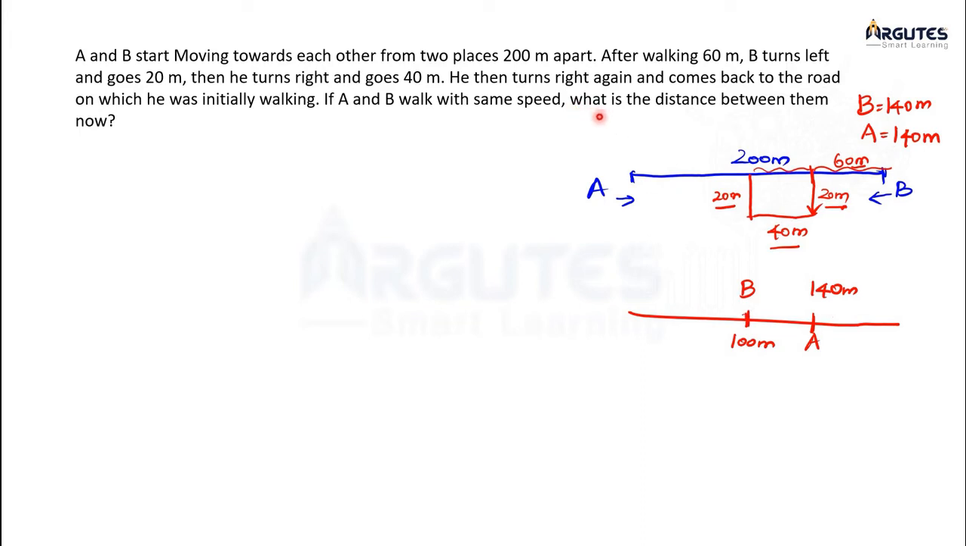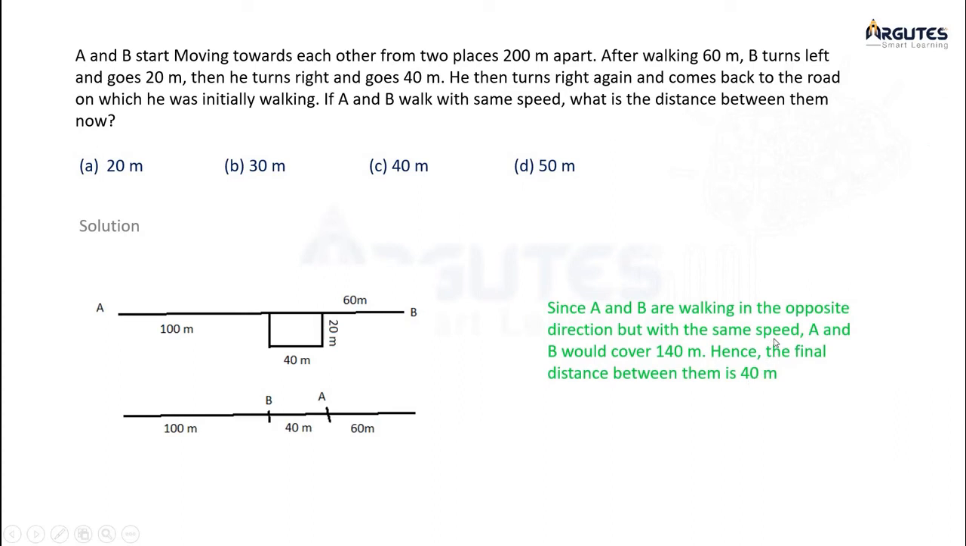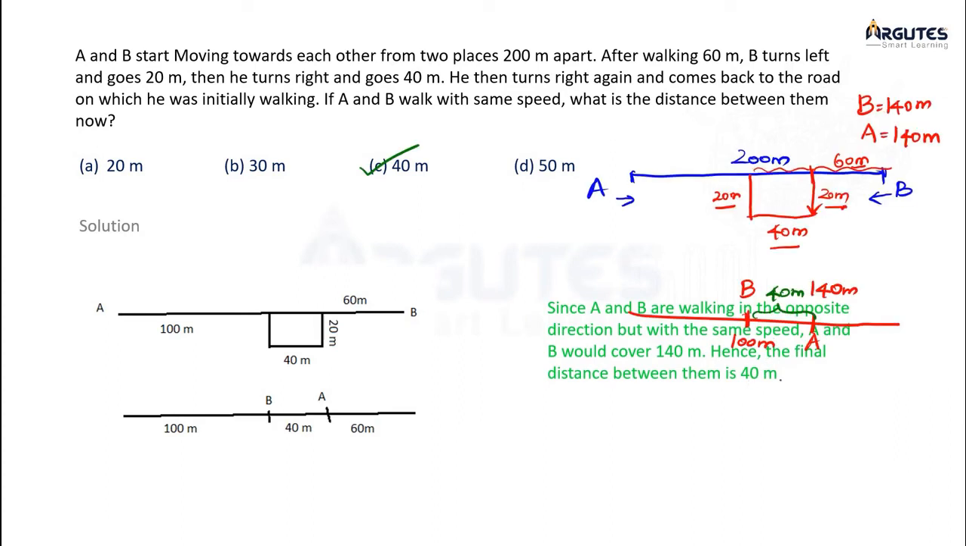Now, what is the question? What is the distance between them now? After this, what is the distance between them now? So now the distance between them is 40 meters. So your answer should be option C. So your answer is option C, 40 meters. Is it clear?